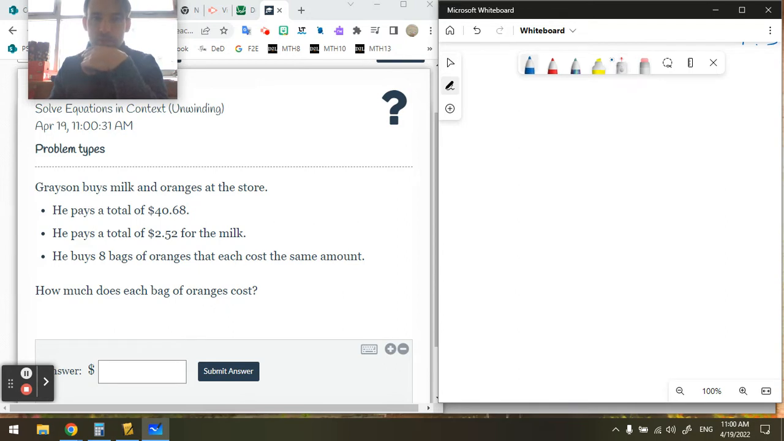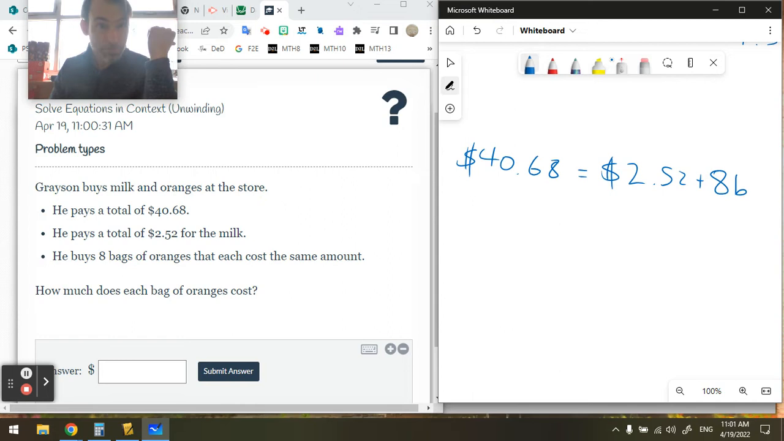okay, so this is how I would set this up. Here's his total. It's $40.68. Okay. And how did we get there? Well, he bought milk. That was $2.52. And then plus 8 bags of oranges that cost the same amount. So I'm going to say 8 times B for bags of oranges. And then I'll just solve this equation for B.